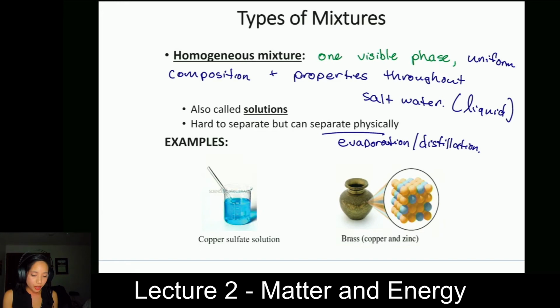This copper sulfate solution is a liquid phase example of a homogeneous mixture, while this other example, brass, is actually a solid example of a homogeneous mixture, where brass is composed of copper and zinc, and they're uniform throughout. All those copper atoms and zinc atoms are uniform throughout, but in the solid phase.